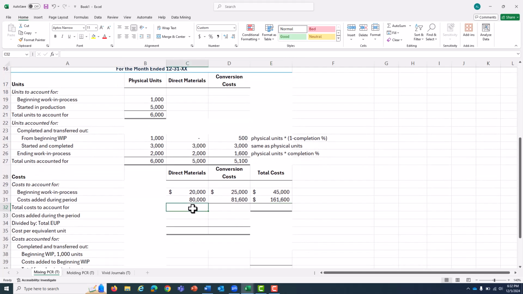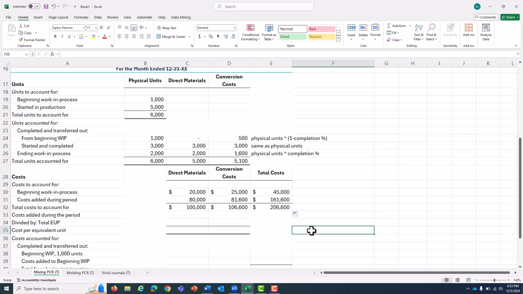So what do we need to account for? Well, we need to account for a total of $100,000 worth of material costs. We need to account for a total of $106,600 worth of conversion costs, the $25,000 we started with plus the $81,600 we added. And all in all, it doesn't matter if you want to add these two together or add these two together, we've got to account for $206,600 worth of cost that was put into these units during the period.